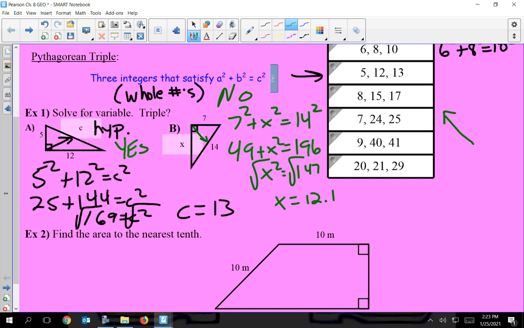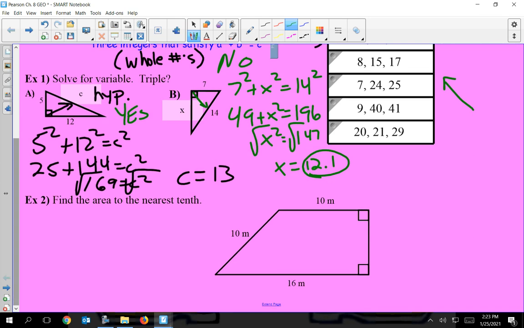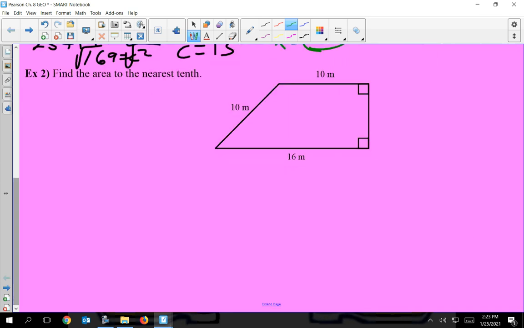Okay. So x equals approximately 12.1. That's not a Pythagorean triple because this number is not whole. Okay. All right. So we go down to this next example. If you guys could go ahead and draw that and label it, and they want me to find the area to the nearest tenth. Okay.